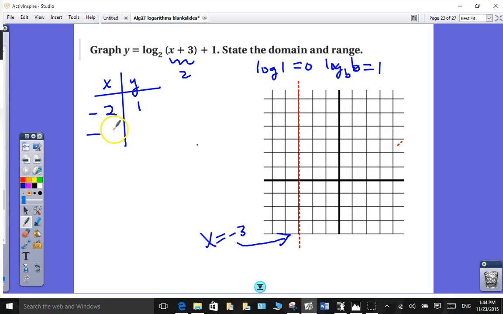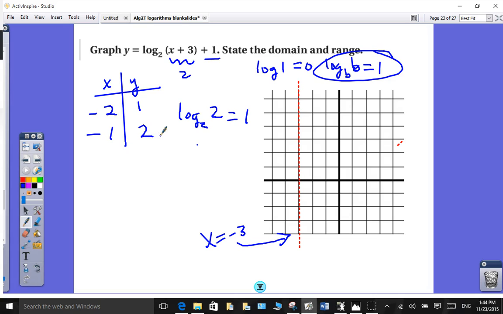Negative 1. Because when I put in that, now I've got log base 2 of 2. But that's 1, by this property right here. But I still have to add 1, and that makes 2.